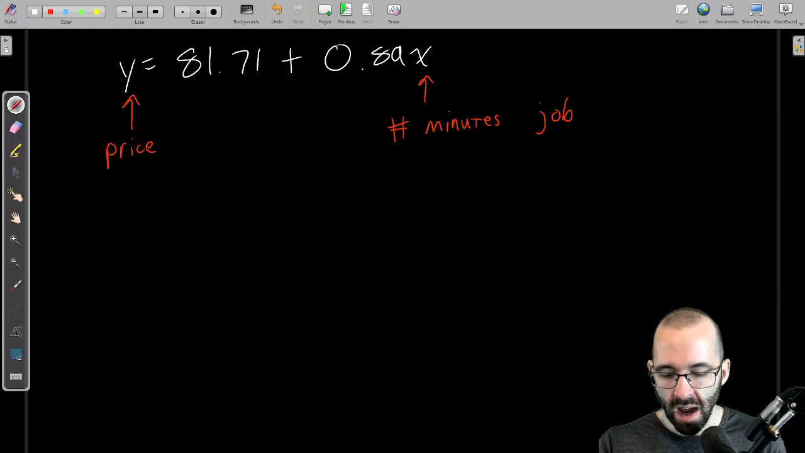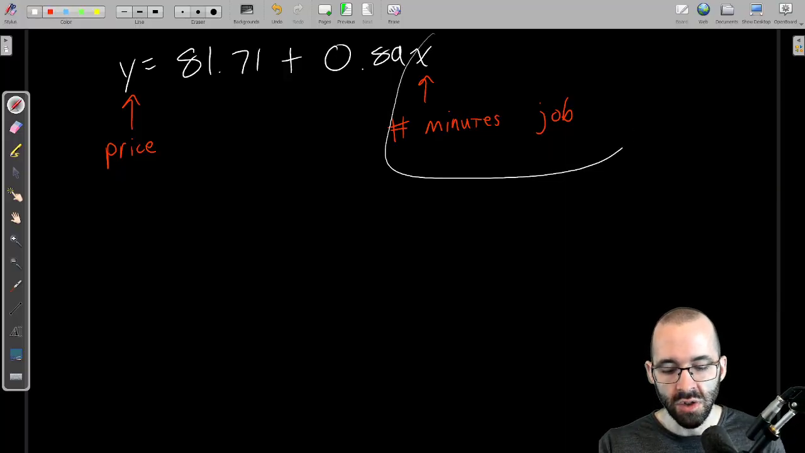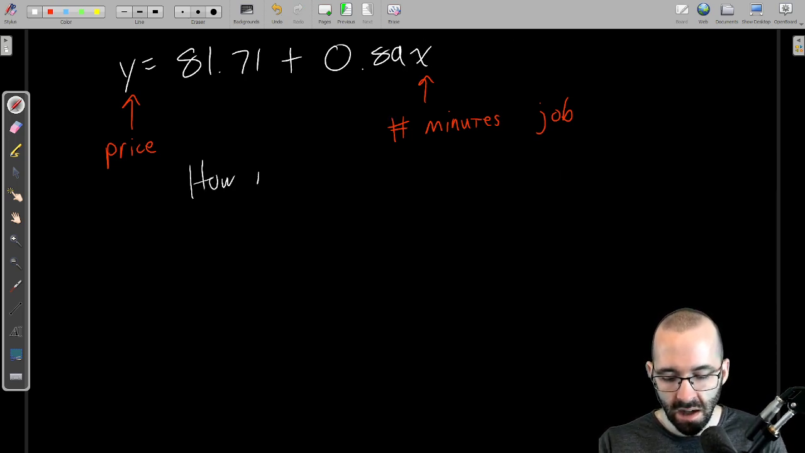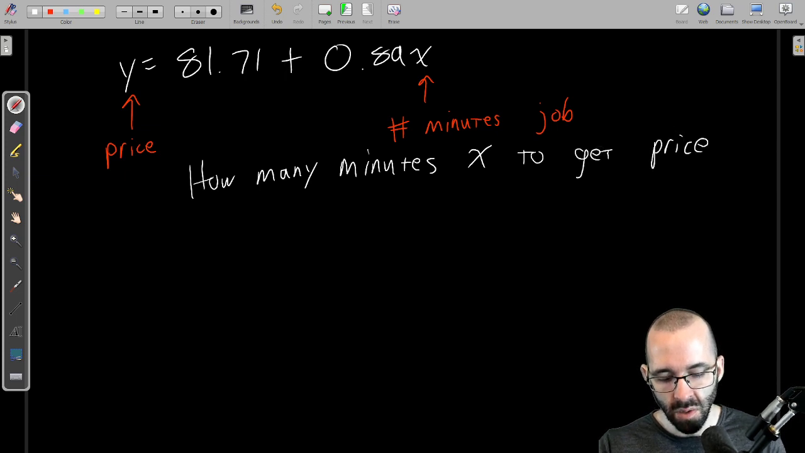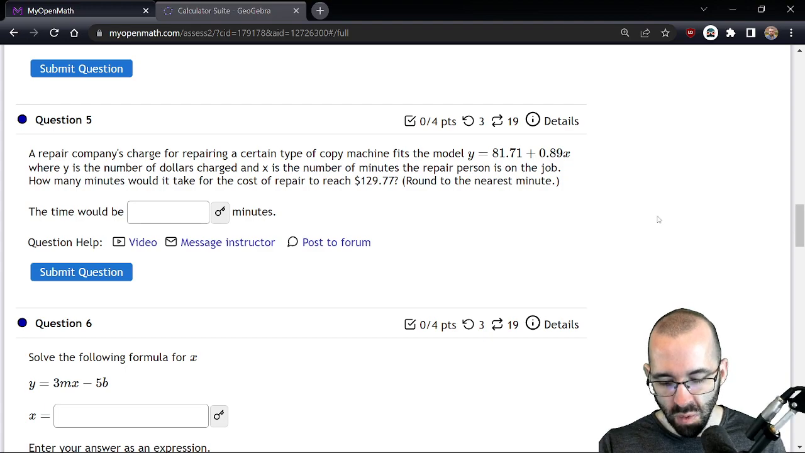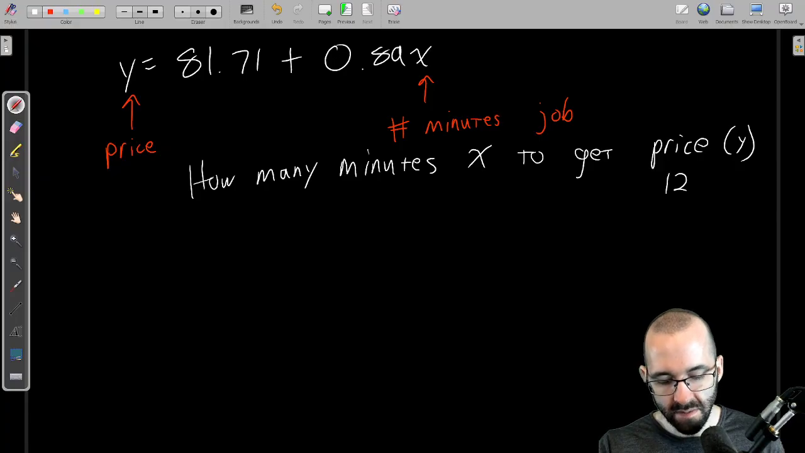So we're looking for how many minutes. So we're looking for an X because X is minutes. How many minutes, X? X is minutes to get a price, which is Y of 129.77.